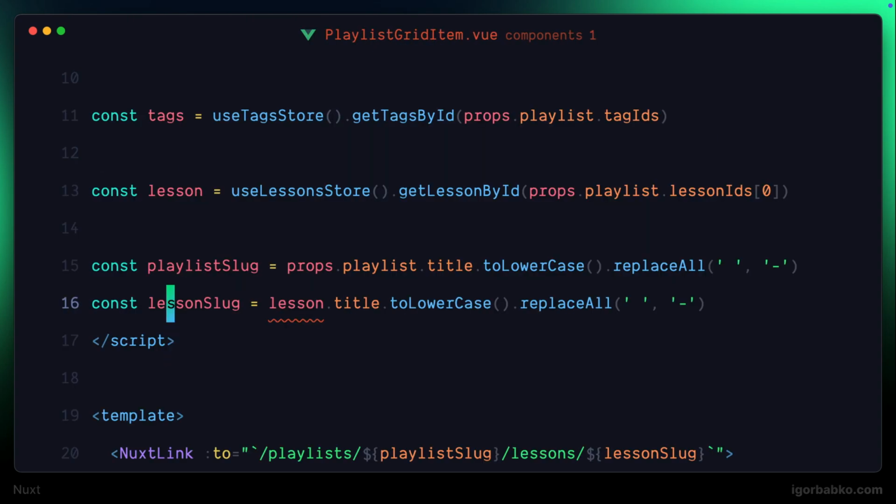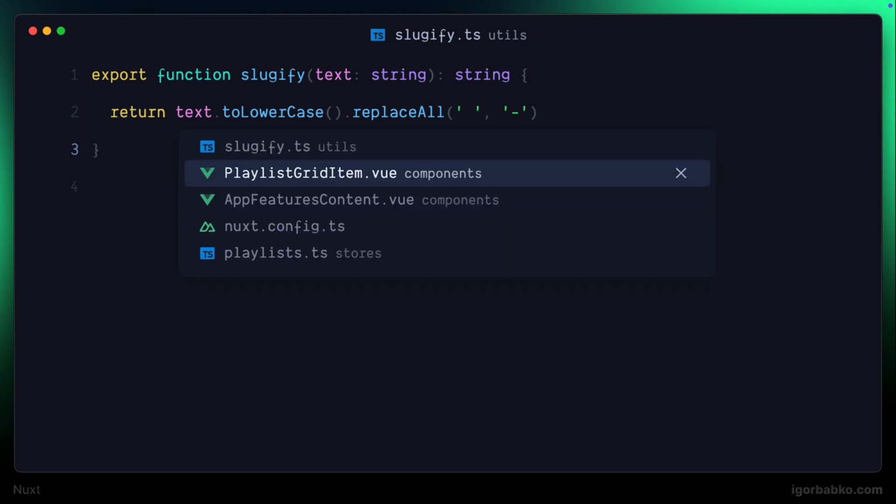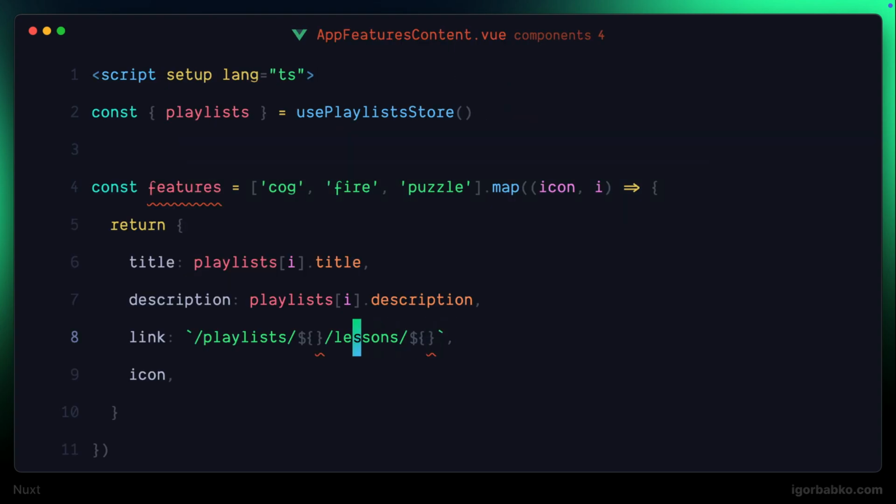I'm going to take this whole expression to get the slug, move it within this function, and what this expression is going to give us, we're going to return from this function. And now we can use this function to get the slug of the playlist. We just have to pass the playlist title within this function right here.